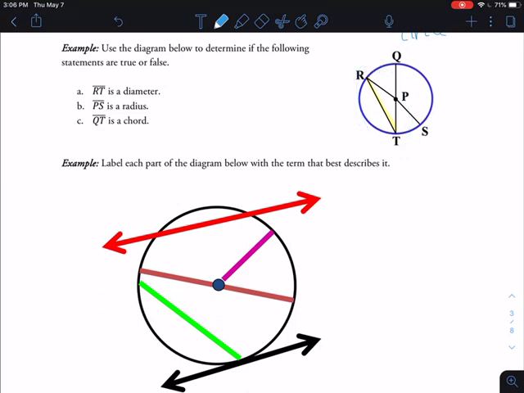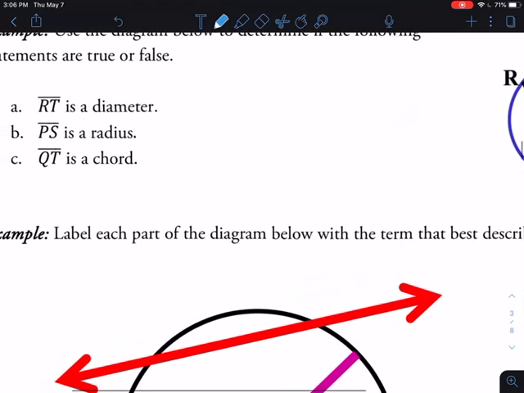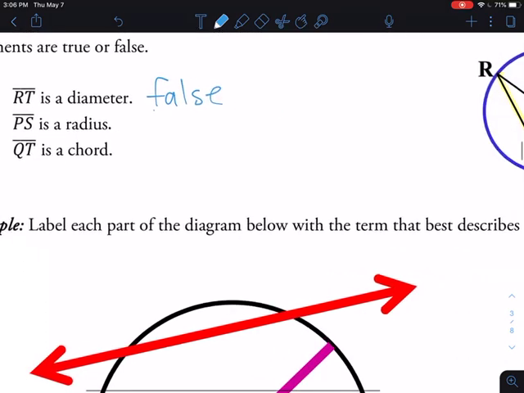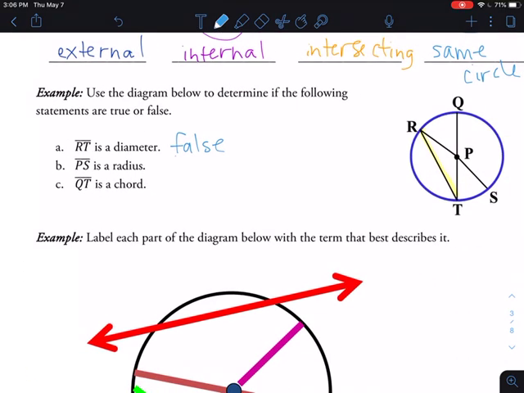Okay, is a diameter. So remember that a diameter is a chord, so it has to have both ends on the edges of the circle. So far so good. But remember that a diameter has to go through the center of the circle, and this one does not. So this is false.